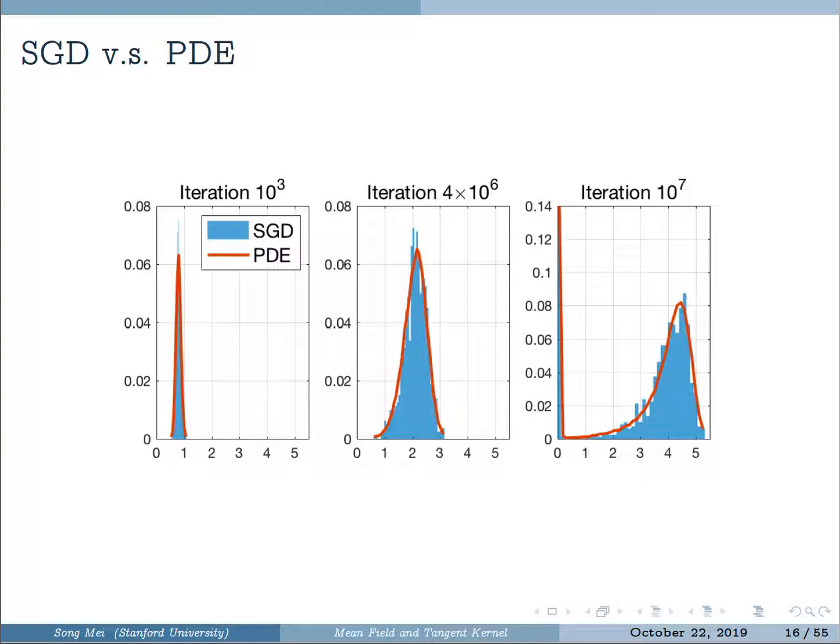How do you solve the PDE? To solve this, this is a special example where the dimension is huge, but it's spherically symmetric. So we can reduce the PDE into 1 dimension and solve the 1-dimensional PDE. But for the SGD, we run it in high dimension.